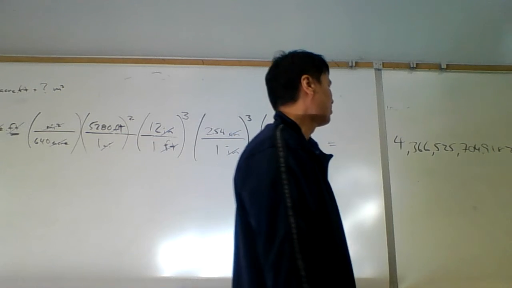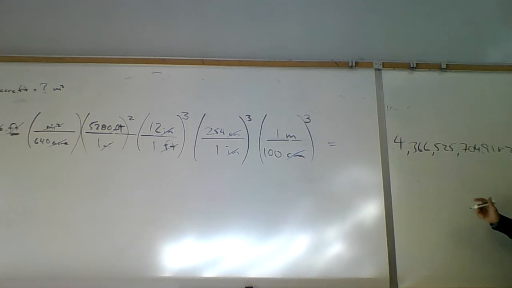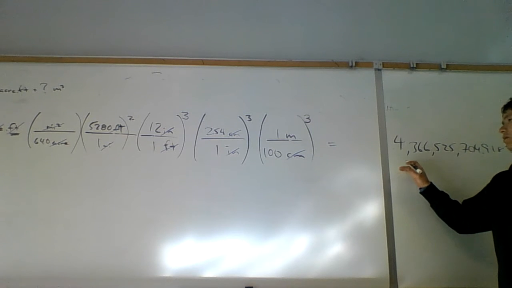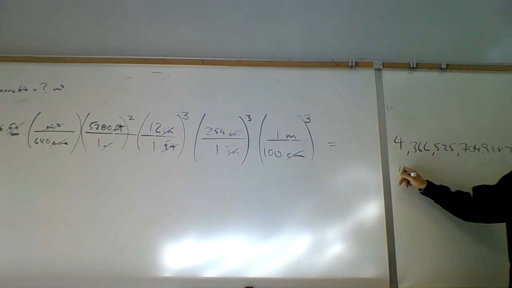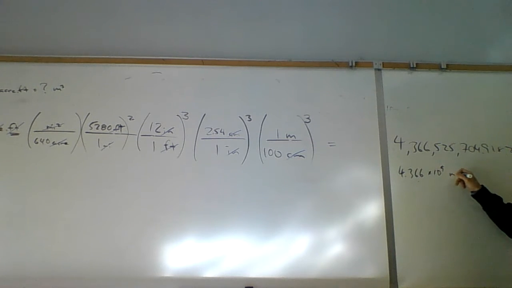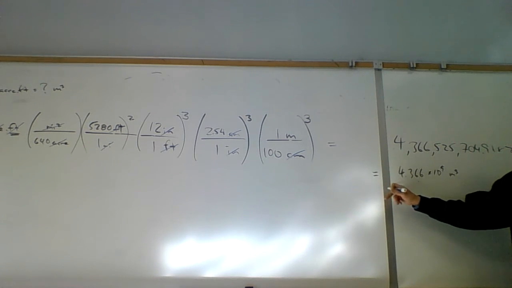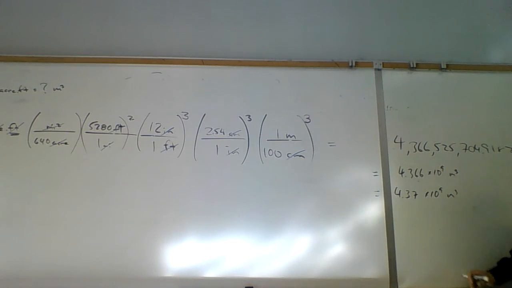No. Normally, what we do is we write at least one more than we're allowed. And so normally, this is kind of a waste of time to write this many because we're going to drop most of them. And so we just want to write one more than we're allowed. This is cubic meters. And so the way I would have done it is 4.366 times 10 to the 9 cubic meters of water, which rounds to 4.37 times 10 to the 9 cubic meters of water.